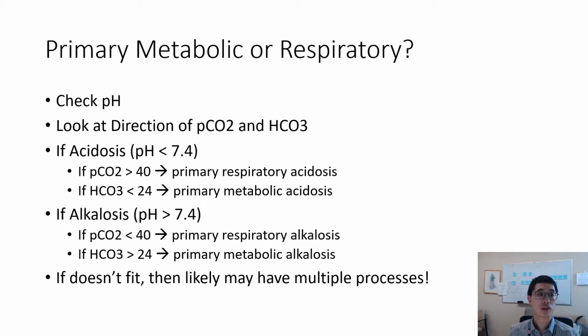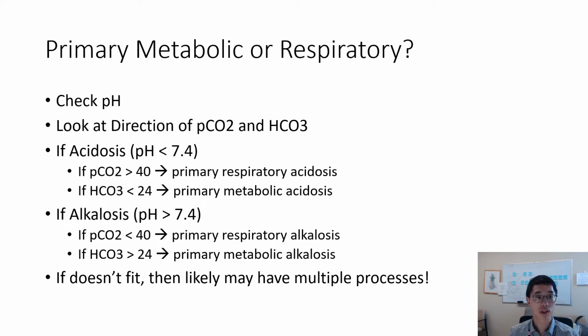So the first thing is to identify whether it's a primary metabolic or respiratory acidosis after you've checked the pH and determined whether you have an acidosis process or an alkalosis process. So the first thing to do is look at the direction of the PCO2 and the bicarbonate levels. So if you have an acidosis situation, which is a pH of less than 7.4, if your PCO2 is greater than 40, then you likely have a primary respiratory acidosis. There's something driving the carbon dioxide level up higher, likely a respiratory process. Conversely, if you have a bicarbonate level that's less than 24, then it's usually a primary metabolic acidosis, where your kidney is not able to excrete enough acid, resulting in a bicarbonate that's lower.